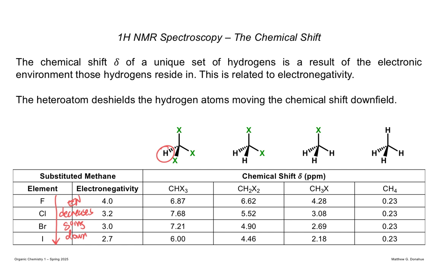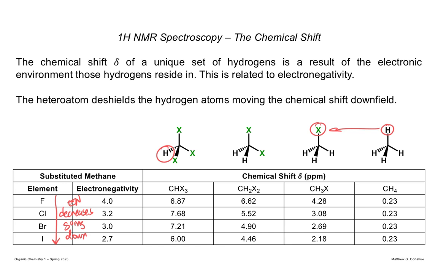We're saying its chemical shift is 0.23. And so we're going to take H and substitute one of those for a halogen, either F, Cl, Br, or I. And then notice the chemical shift difference. Fluorine's the most. So you get a pretty big jump, so about 4 ppm. Again, iodine's the least because it's the least electronegative.